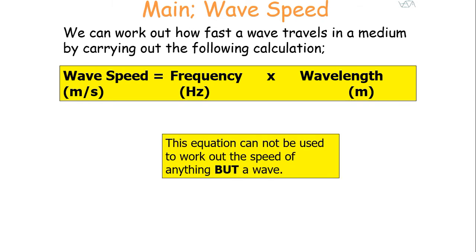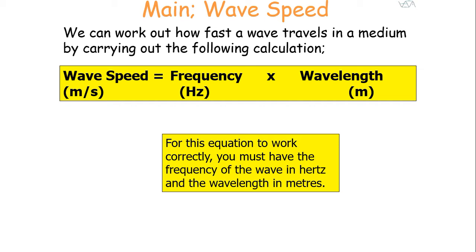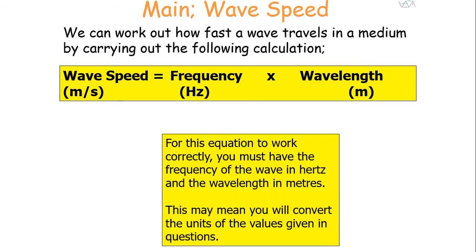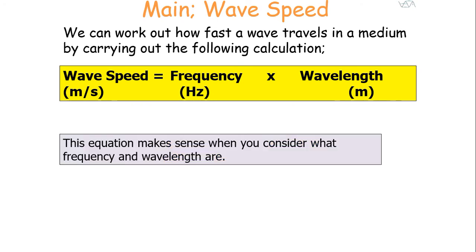Now this equation cannot be used to work out anything but the speed of a wave. So you can't use this equation to work out the speed of a human or a car or a plane. It can only be a wave. Now for this equation to work correctly, you must have the frequency of the wave in hertz and you must have the wavelength of the wave in meters. This means you may have to convert the units of the values you've been given in the question.